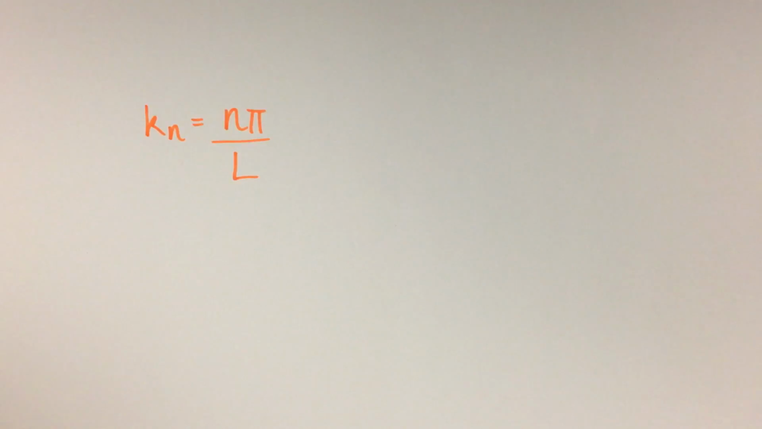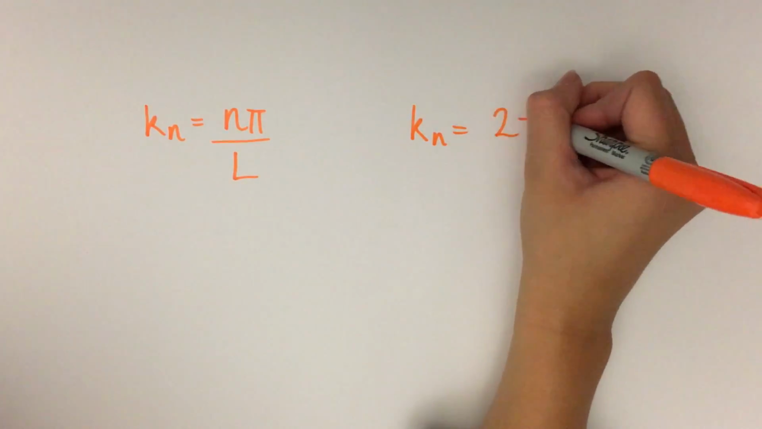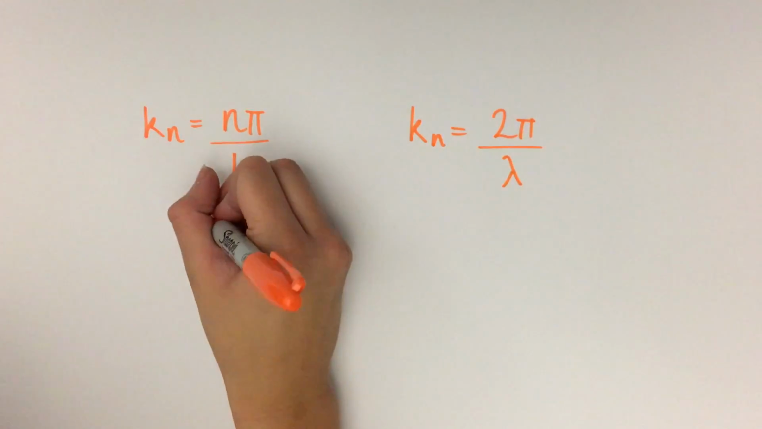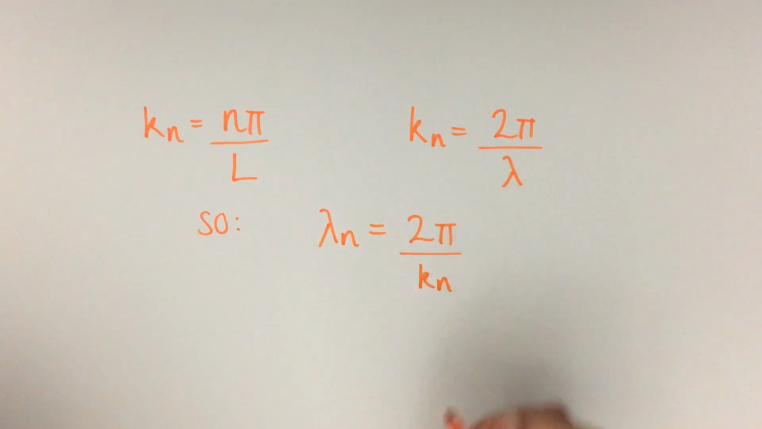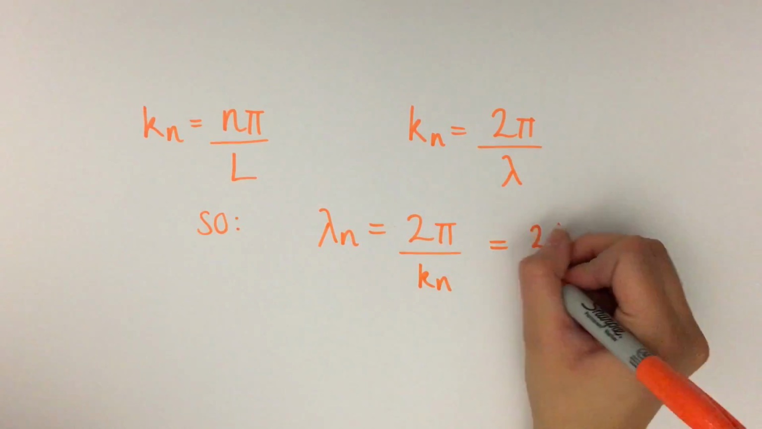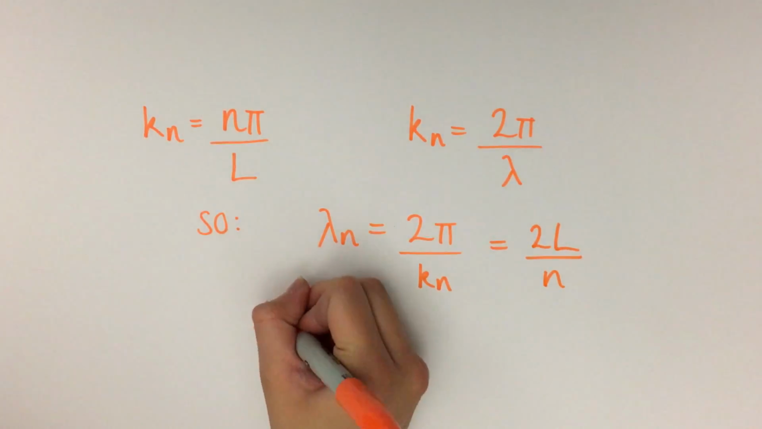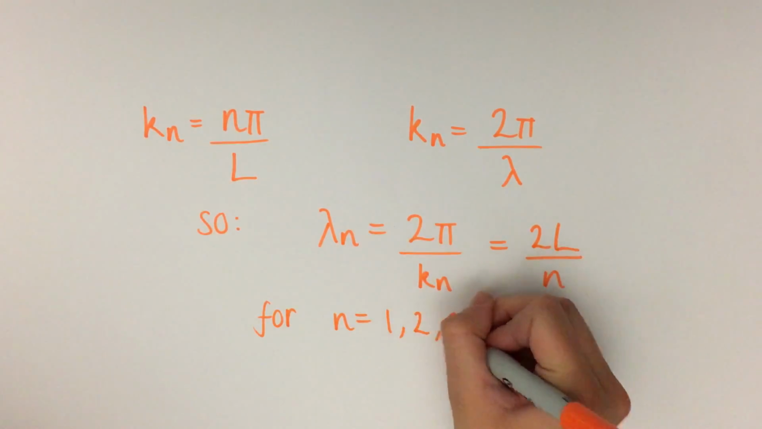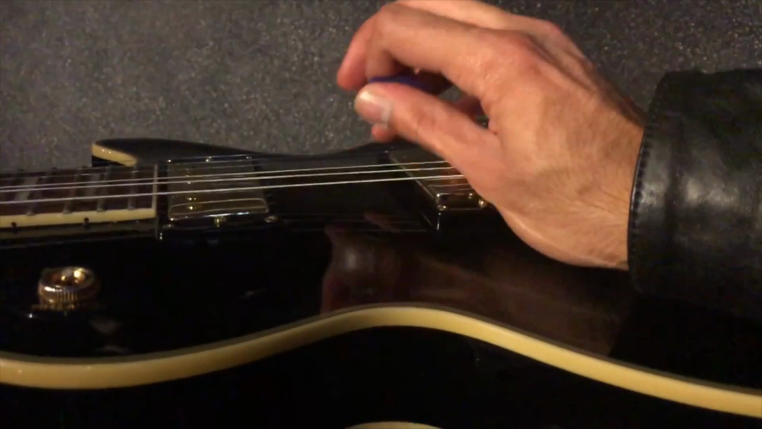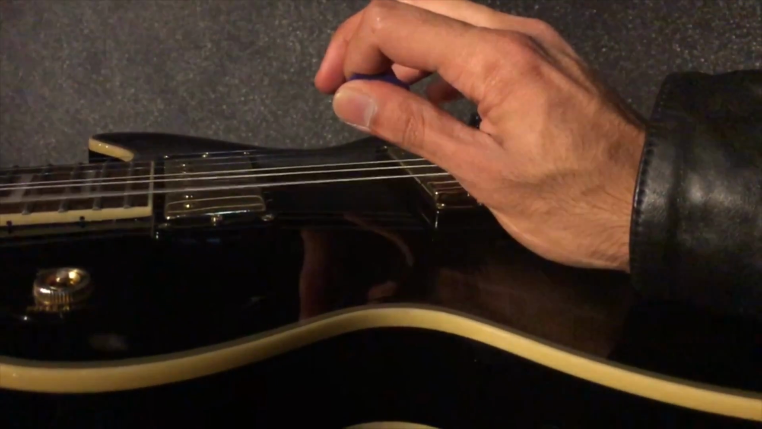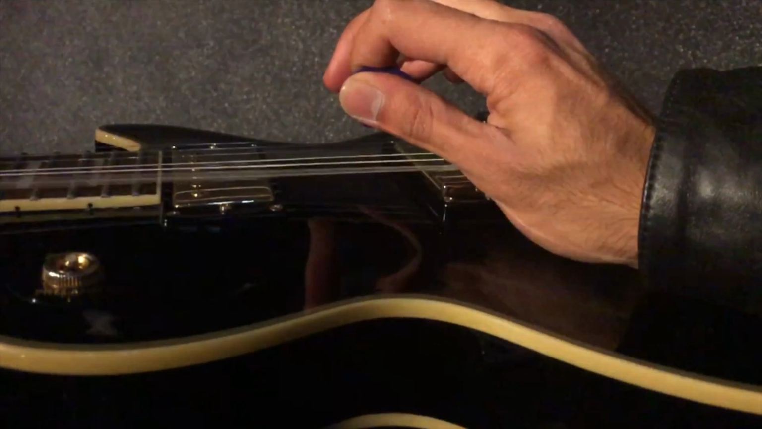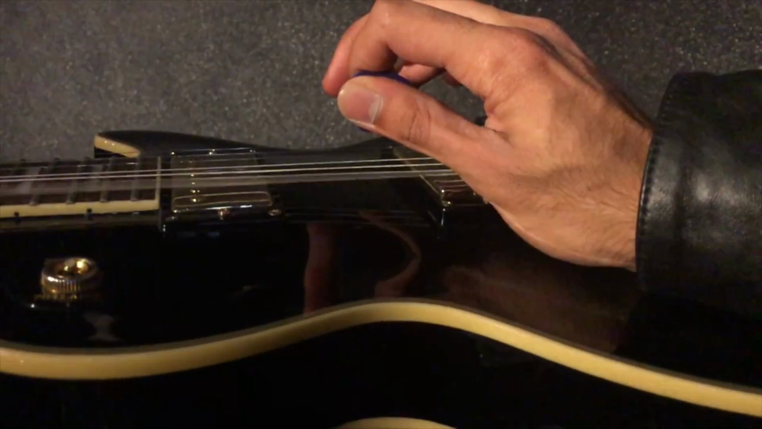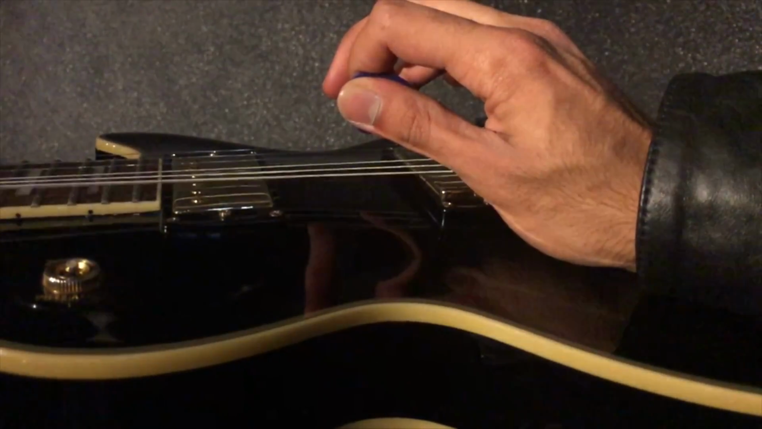But we know that k is actually the wave number, which is equal to 2 pi over lambda. Equating the two, we are able to find an expression for the allowed wavelengths of the string, which is only dependent on the length of the string for integer values of n. And we can see this in real life. Standing waves are what make my guitar actually create sound, and with this slow-mo clip, we can start to see the string vibrate in a standing wave fashion, probably for a low value of n.